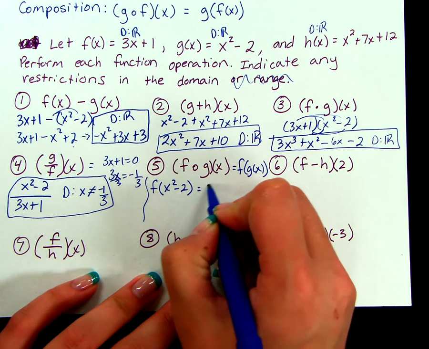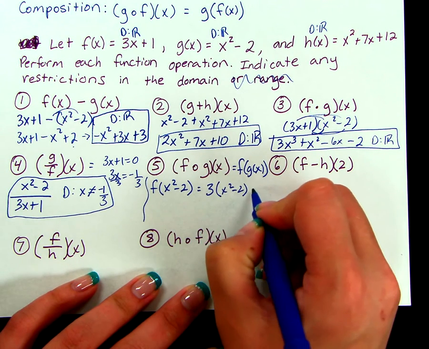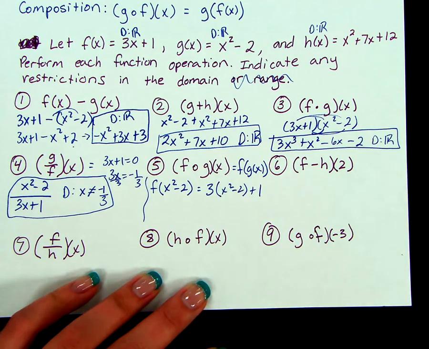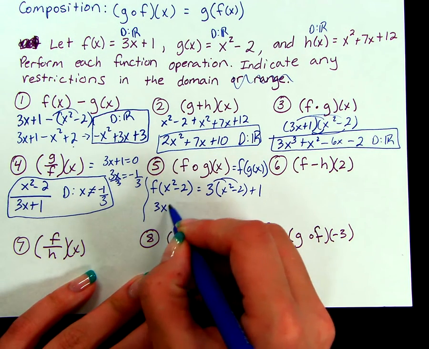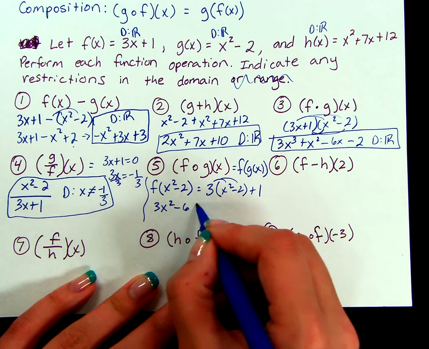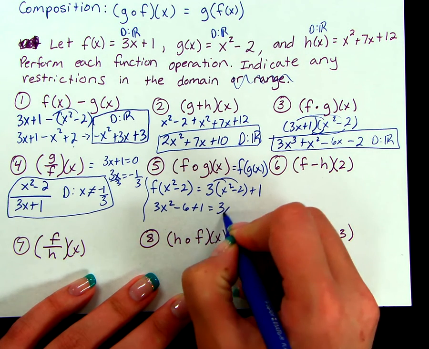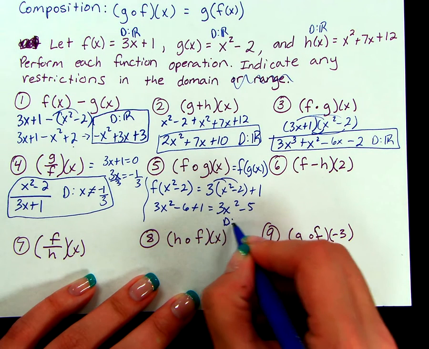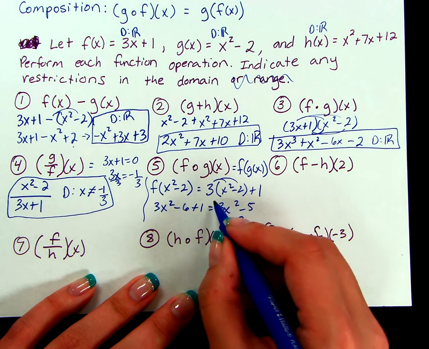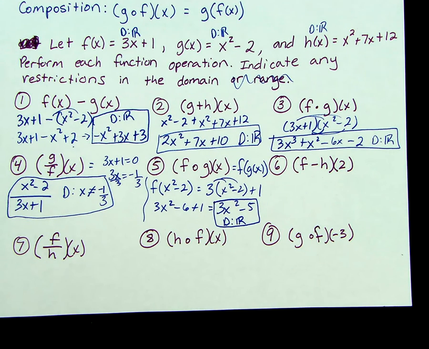So then this will be 3 times x squared minus 2, and then plus 1. And then now we just simplify. So we're going to distribute. So 3x squared minus 6 plus 1. And then we would combine like terms. So 3x squared minus 5. And again, we have a quadratic, so the domain for this is going to be all real numbers. And that's going to be our final simplified answer.